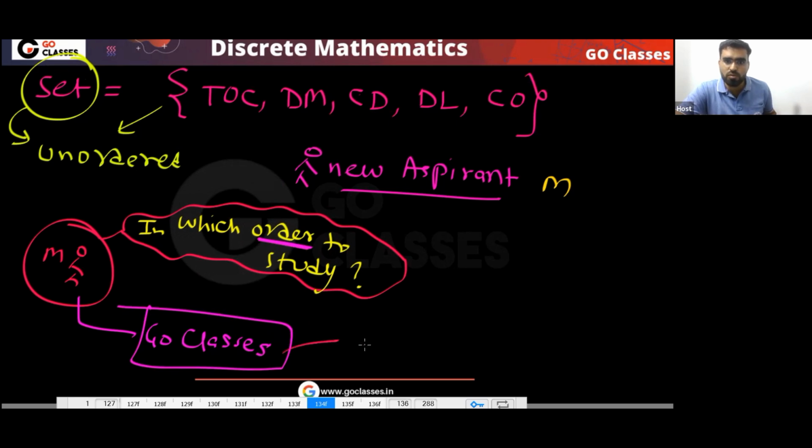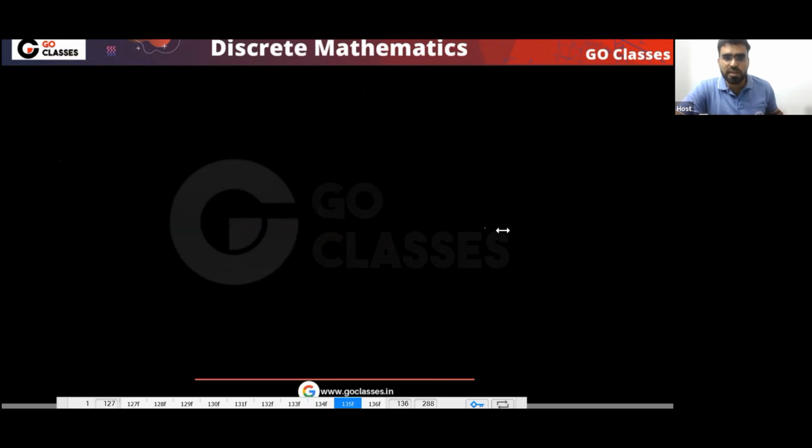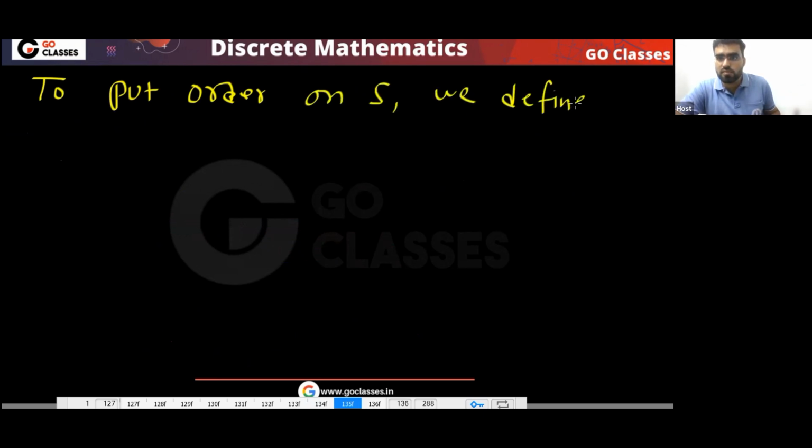So what will GO Classes do? It will try to put ordering on this set. Let me call this set S. On this set S, we will try to put some ordering. But how to put this ordering on this set? To put order on set S, we can define a relation. We can use a relation.